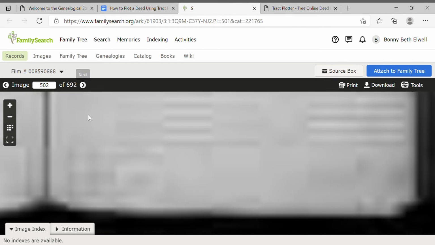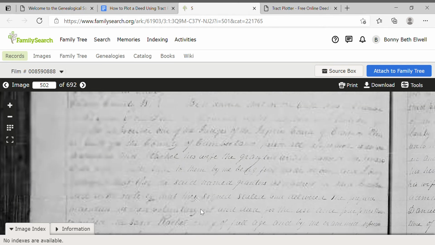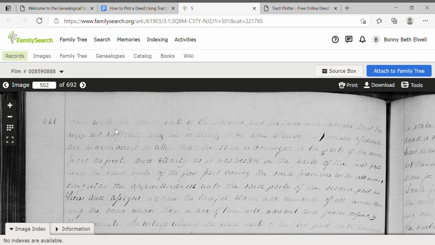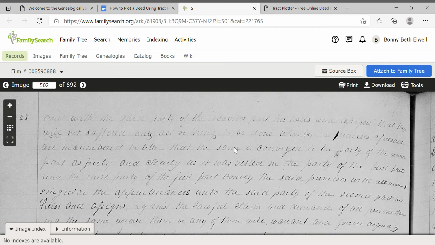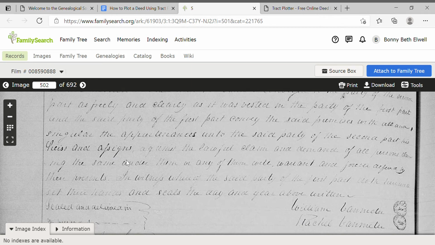If we go to the next page, we can see the rest. Okay, here at the top. "And with the said party of the second part, they will not suffer any act or thing to be done whereby the premises aforesaid are encumbered by title, the same conveyed to the party of the second part, freely and clearly, etc., conveyed to the same premises, etc., to the said party of the second part, his heirs and assigns against lawful claim, etc., etc., etc." It's a little hard to read here.